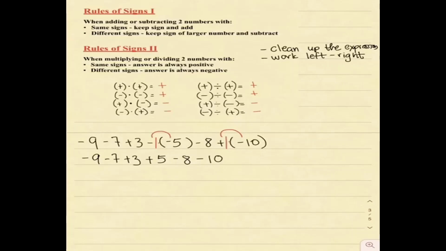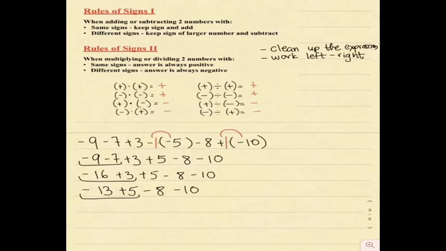So I'm going to start working from left to right. First I'm going to start with the first two numbers, negative 9 minus 7. Those are two numbers with the same sign. I keep that sign and I add. 9 plus 7 is 16. Now I'm just going to bring down the plus 3, plus 5, minus 8, and minus 10. Now again, I'm going to work with the first two numbers. I have negative 16 plus 3. Those are two numbers with different signs. You keep the sign of the larger number, which is negative, and you subtract those two numbers. 16 minus 3 is 13. Now I'm going to bring down the plus 5, minus 8, minus 10.